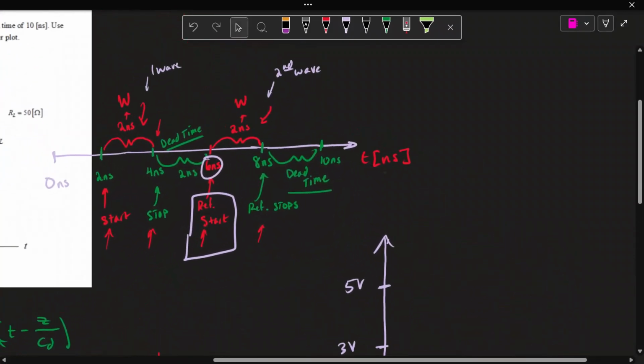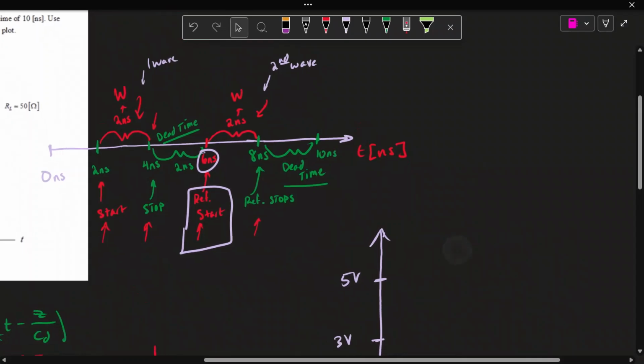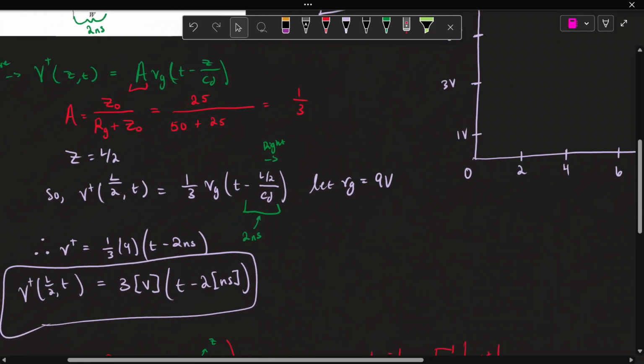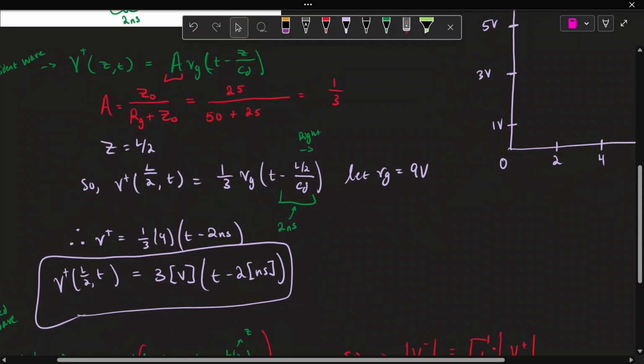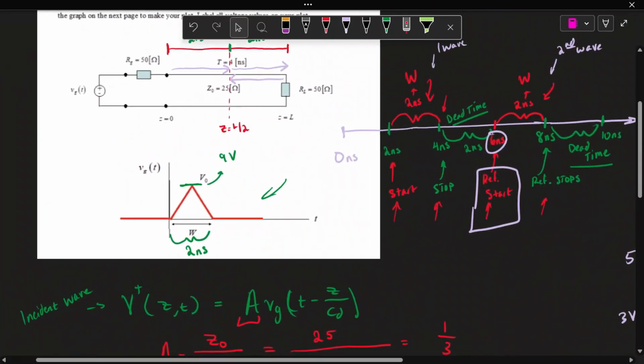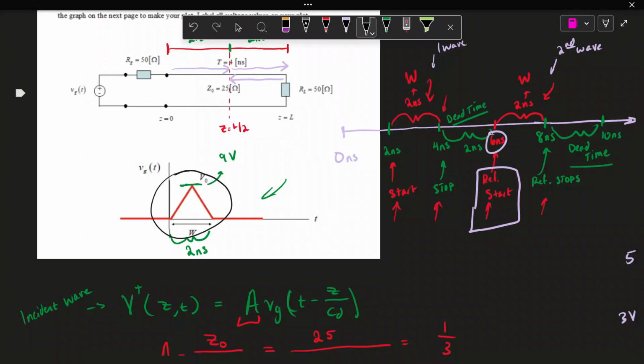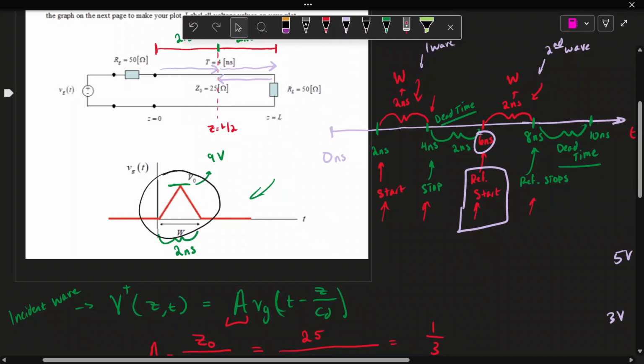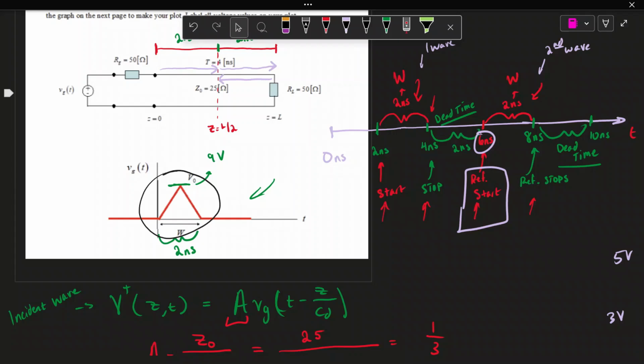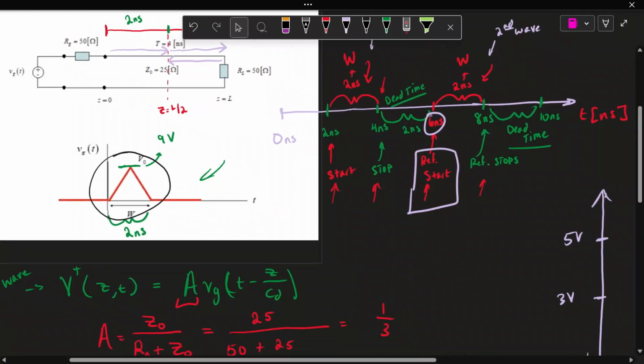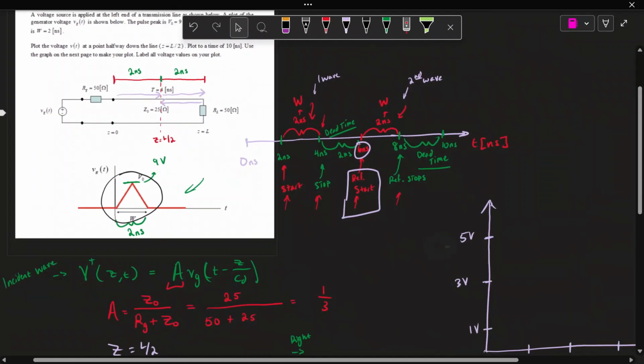So here, where do we start? We start at 2 nanoseconds. What is the amplitude? Well, the amplitude is 3 volts. And we're using a triangular pulse, so we keep this shape when we draw these plots. If you have a sawtooth, you would draw a sawtooth. If you have a triangle like this one, you would draw a triangle. If you have a square pulse, you would use a square pulse. The shape does not change.